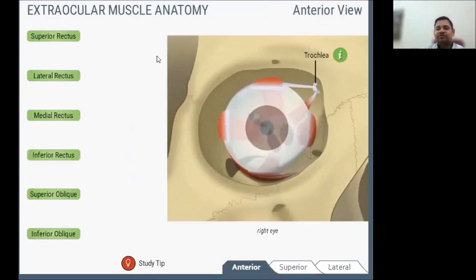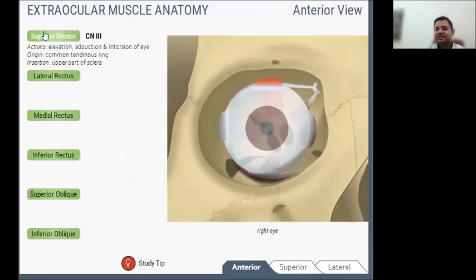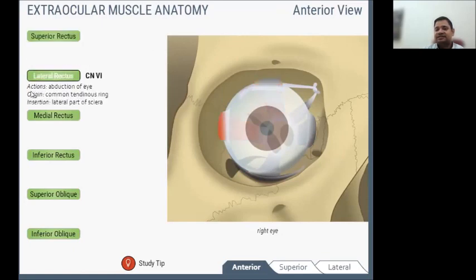Now if you see one by one, there is the superior rectus. It is supplied by cranial nerve number 3. Action is elevation, adduction, and intorsion of the eye. Origin is from the common tendinous ring. Insertion is on the upper part of the sclera. Then there is the lateral rectus. Action is abduction of the eye. Common tendinous ring will again be the origin. Insertion will be the lateral part of the sclera.